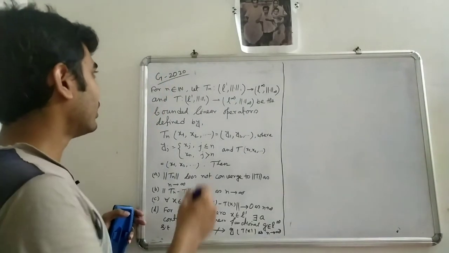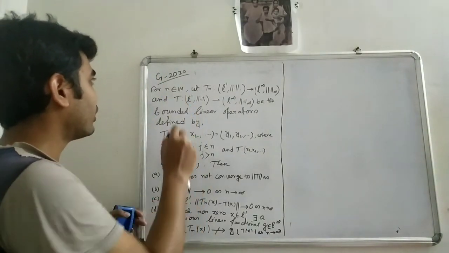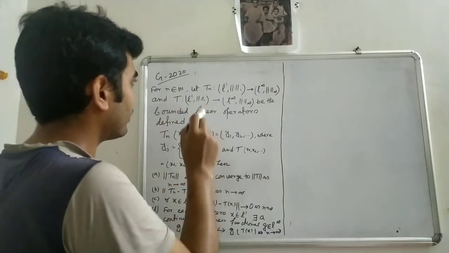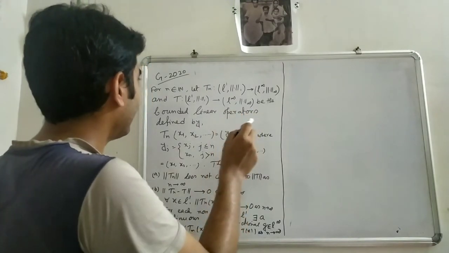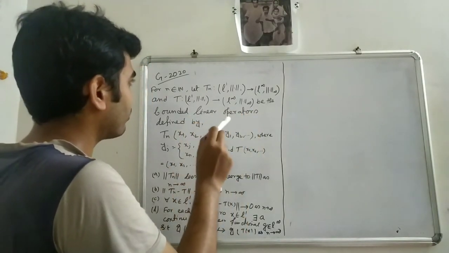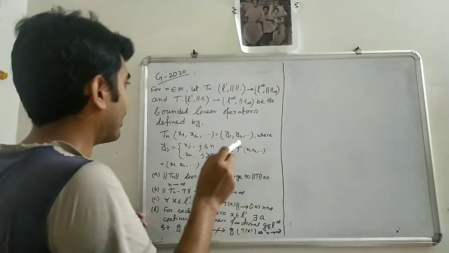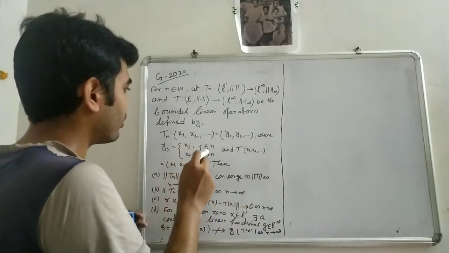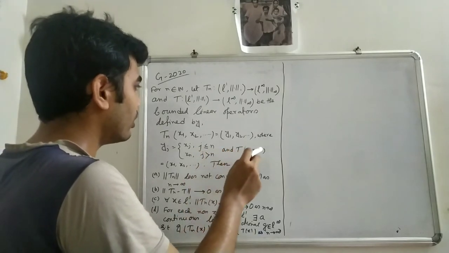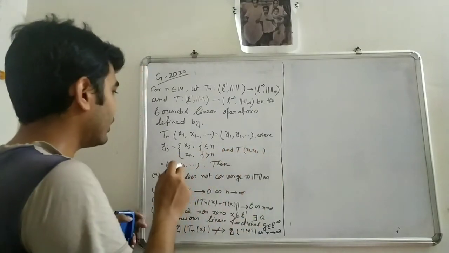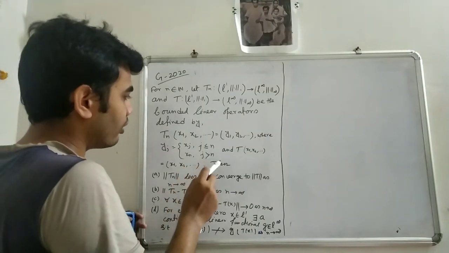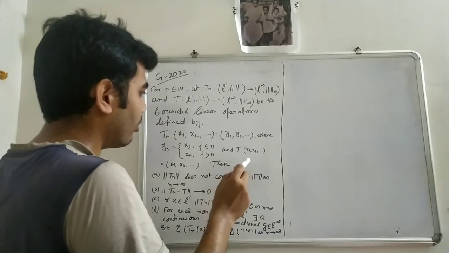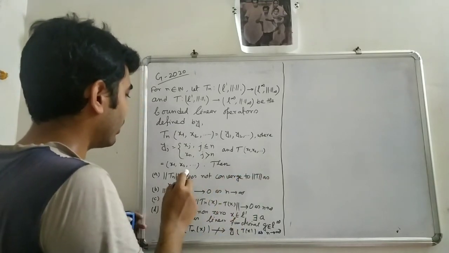This problem was asked in GATE-2020. For n belongs to capital N, let T_n and T, from L1 to L infinity, be bounded linear operators defined by T_n(x1, x2, ...) = (y1, y2, ...), where y_j equals x_j for j less than or equal to n, and y_j equals 0 for j greater than n, and T(x1, x2, ...) = (x1, x2, ...).